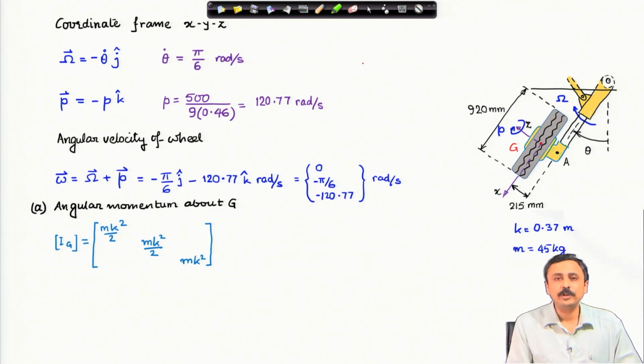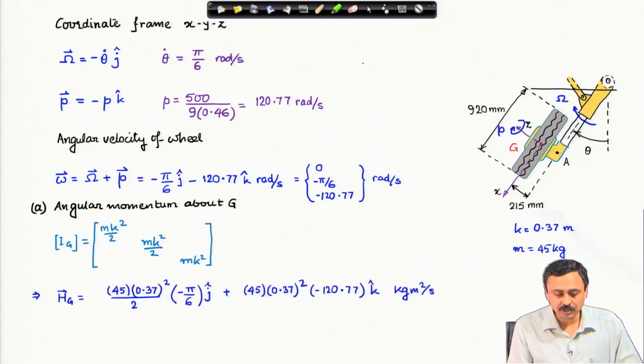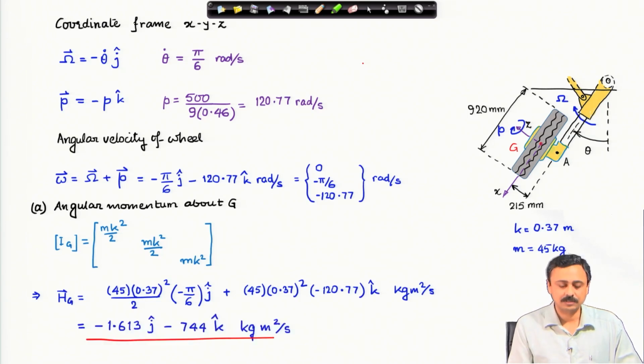Okay, we have the moment of inertia tensor and we need to find out the angular momentum about g. That is straightforward: you multiply the moment of inertia tensor with the angular velocity of the wheel, and that gives us this expression, which on simplification leads us to this value. This is the vector representation of the angular momentum of the wheel about the center of mass.